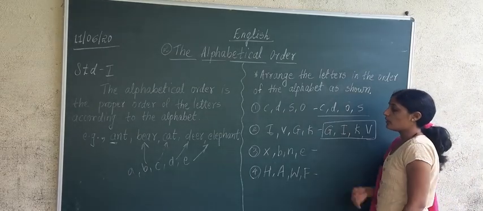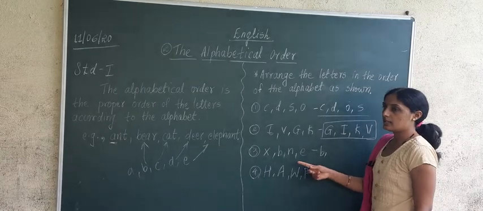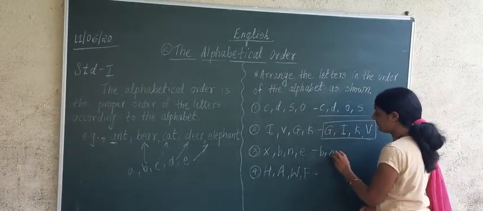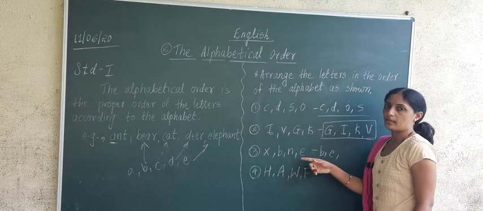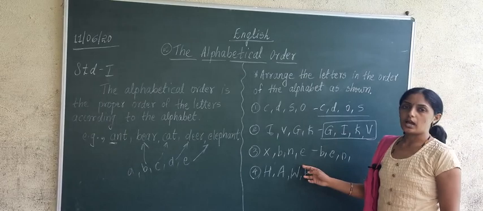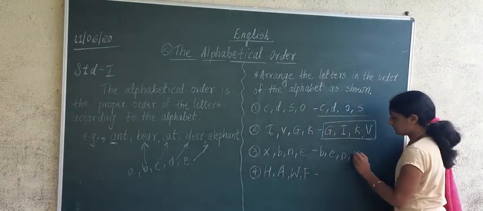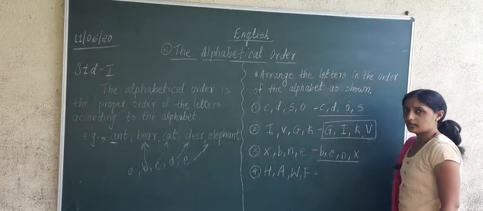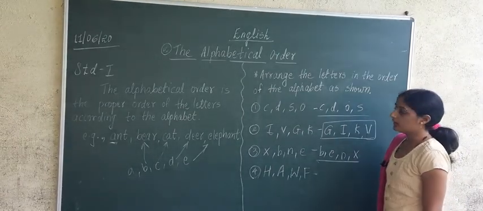Next one is now A, B, C, D, E. E is there? Yes, E. F, G, H, I, J, K, L, M, N. N is there? Yes. P, Q, R, S, T, U, V, W, X. X is there. So this is correct. This is the correct or proper order of letters.